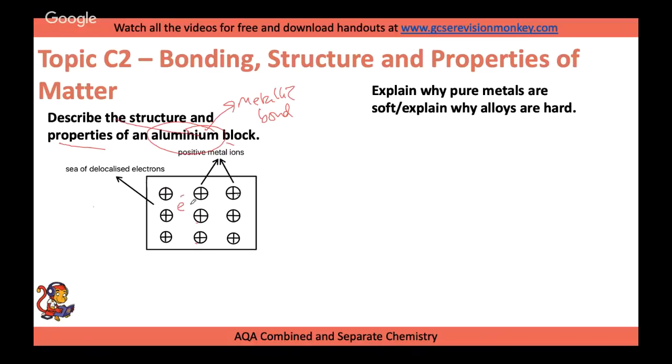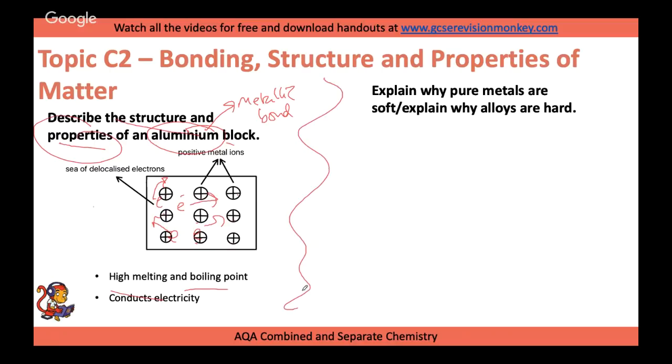So there's loads of electrons that are free to move around the whole structure, and you should know that metals are good conductors. So they have a high melting point, this is the properties, high melting point, high boiling point, and they can conduct electricity.